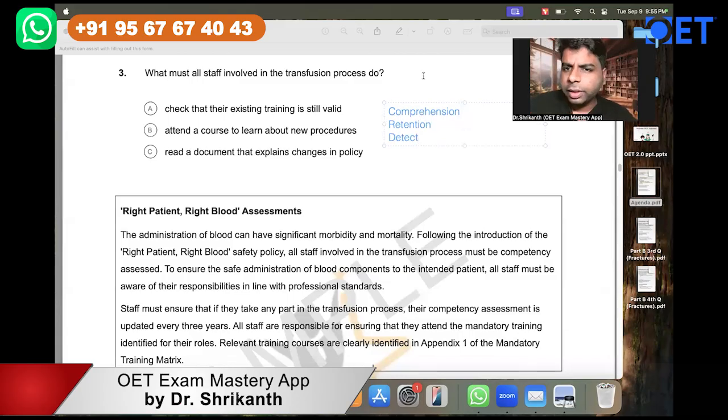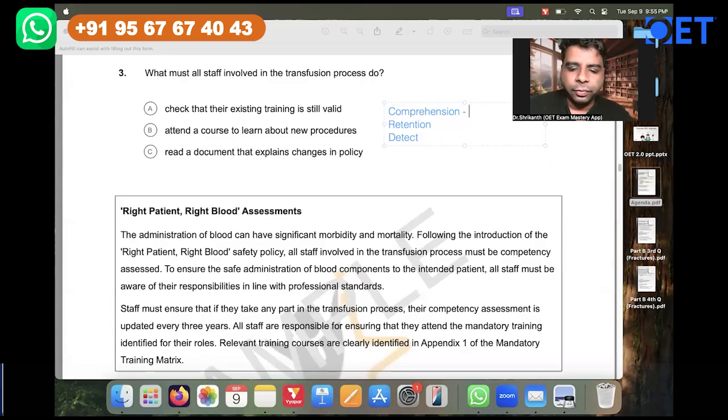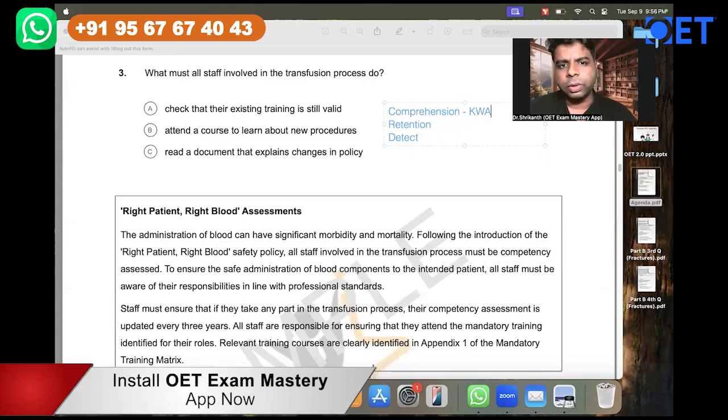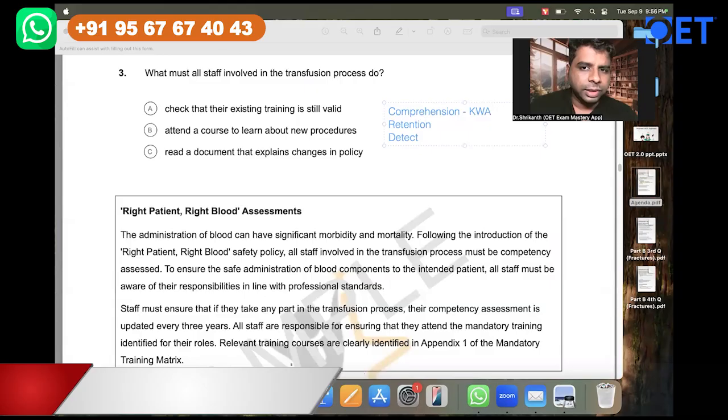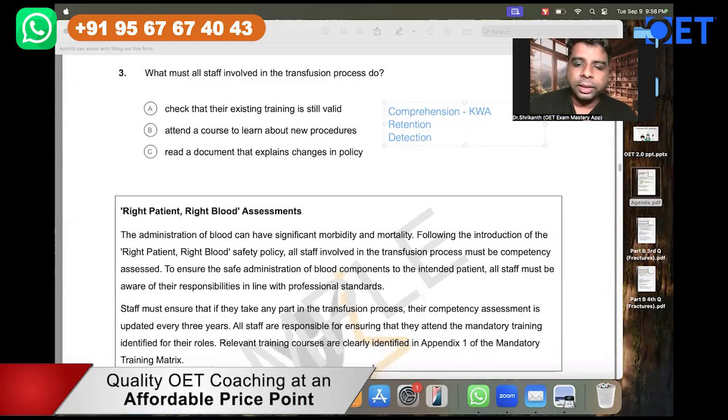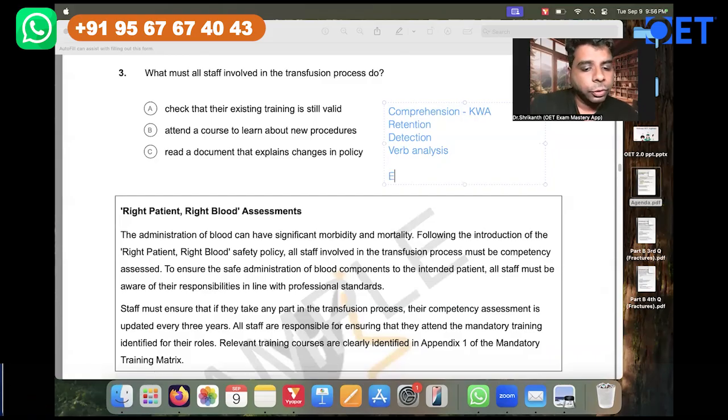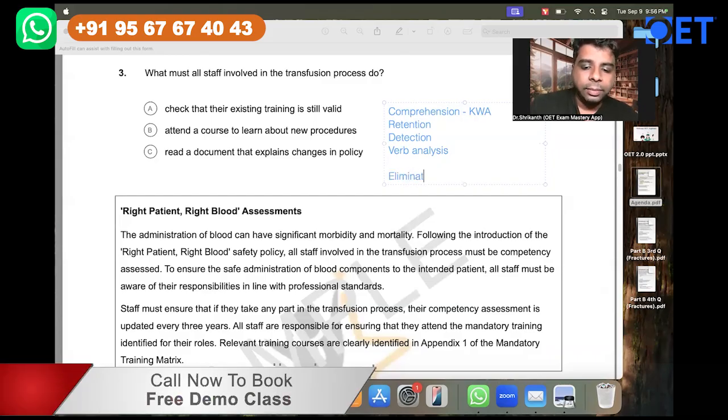Right. So over here, comprehension usually involves keyword analysis. That is, you have to identify the keywords and link the keywords together. It helps you grasp the main focus of the information. And then when it comes to detection of the answer, there you can bring in the verb analysis. The verb analysis will help you to eliminate the incorrect answer options one by one. And also you must be very good at elimination strategy.